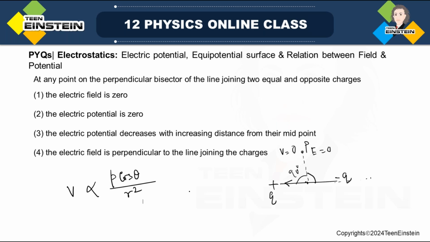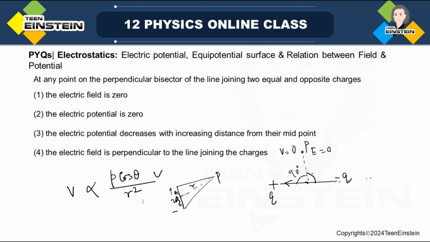In your NCERT textbook, you will see this kind of point, some arbitrary point. This distance is 2A, so this is the midpoint, say this is A, this is A. And this distance is R. So here we have seen that the potential due to a dipole varies as P cos theta by R square.